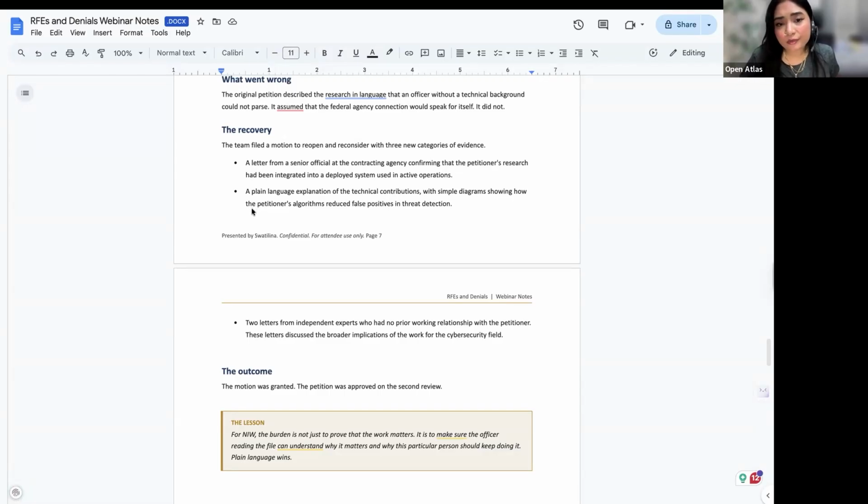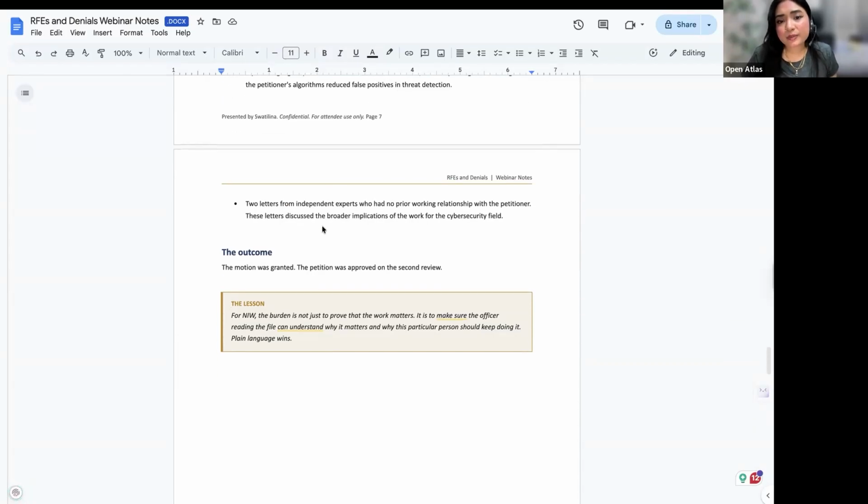A letter from a senior official at the contracting agency confirming that the petitioner's research had been integrated into a deployed system used in active operations. A plain language explanation of technical contributions, with simple diagrams showing how the petitioner's algorithms reduce false positives in threat detection. There was a missing technical document, which shouldn't be the case, but it got missed. Two letters from independent experts who had no prior working relationships with the petitioner. These letters discuss the broader implication of the work for the cybersecurity field.